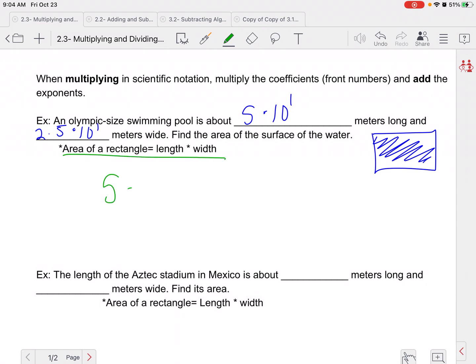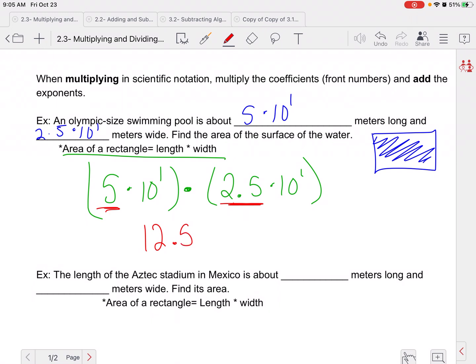So we're going to have 5 times 10 to the 1, times, and a lot of times we'll put these in parentheses, 2.5 times 10 to the 1. Again, we're going to multiply our front numbers. So 5 times 2.5, and you can use a calculator today on these, would give us 12.5, times 10, and we add our exponents, so 1 plus 1 is 2.